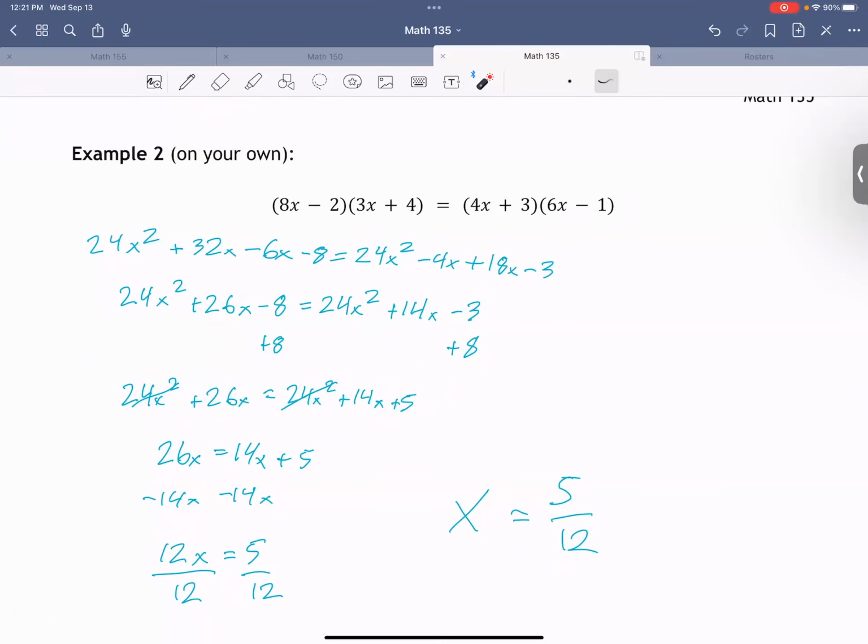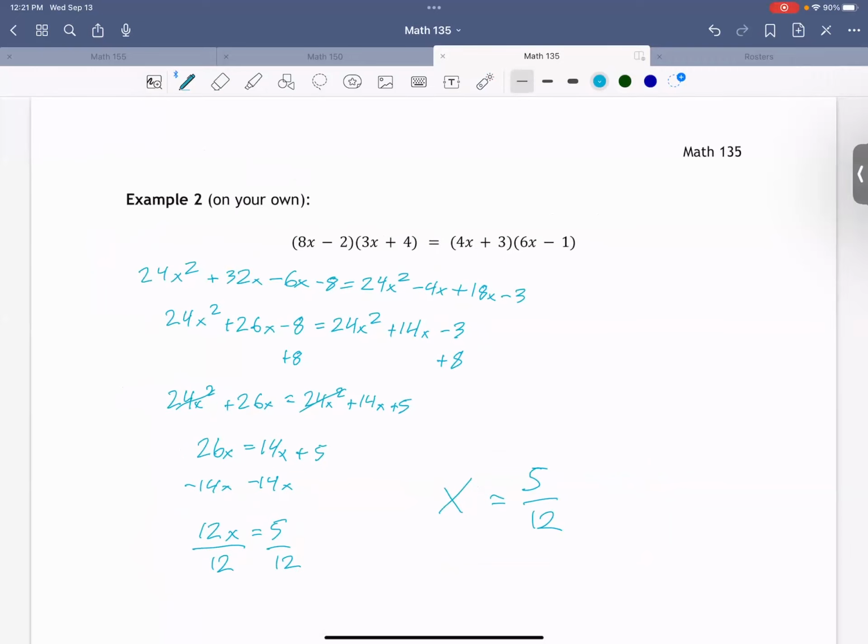Now here we have to combine our x's, right? We can't just add and subtract or divide to get x. We need to combine all the x's together. So that's why we subtracted 14x on both sides of the equation. So now we have this equation. Once we're here, we can just divide by 12 on both sides to get our final answer. You should have gotten 5 over 12. All right, any questions on example number 2? Okay, I'm going to put something similar to this on the quiz, also on the quiz review. So definitely take a look at this.